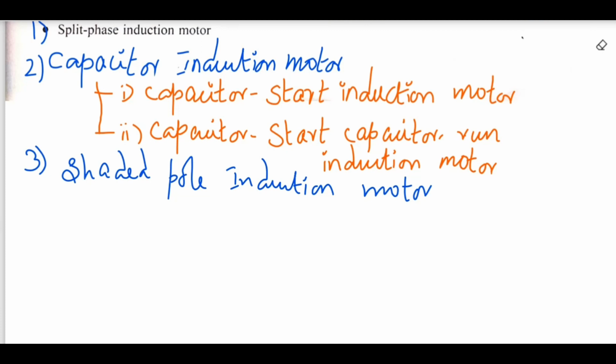Hence, based on the method of producing the rotating magnetic field, it can be classified into various categories. The first one, split phase induction motor. Second one, capacitor induction motor. The capacitor induction motor is subdivided into two: capacitor start induction motor and capacitor start capacitor run induction motor. Then the third one, shaded pole induction motor. So let us see all the types one by one.